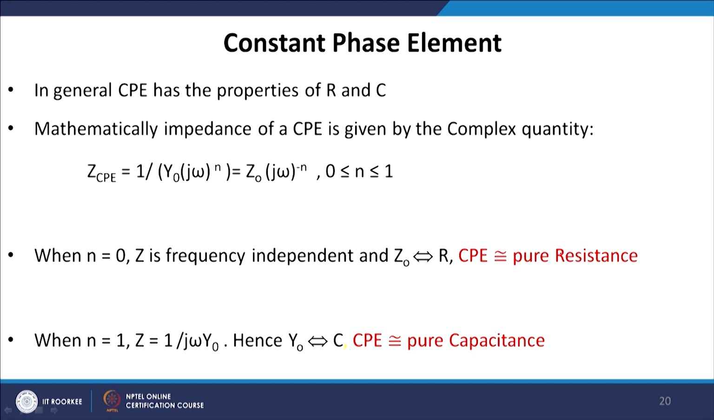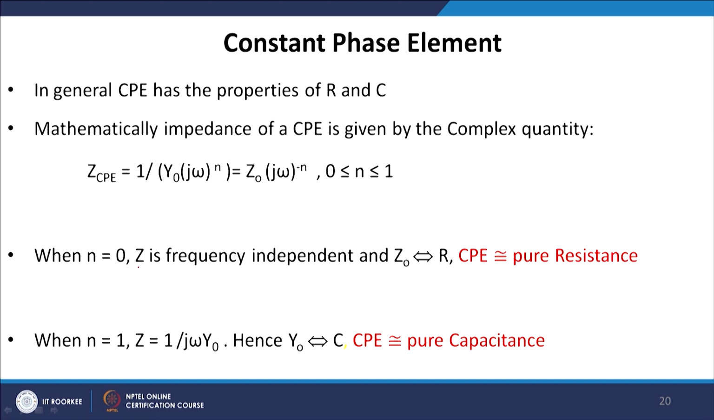In general the constant phase element, or if you take the first letters, CPE, has the properties of resistance and capacitance, R and C. So, in general CPE has the properties of R and C. Mathematically, the impedance of a CPE is given by the complex quantity Z_CPE = 1/(Y0 (jω)^n), which is equal to Z0, the absolute magnitude or modulus of the impedance, times (jω)^(-n), where jω is the complex frequency, and the values of n run between 0 and 1.